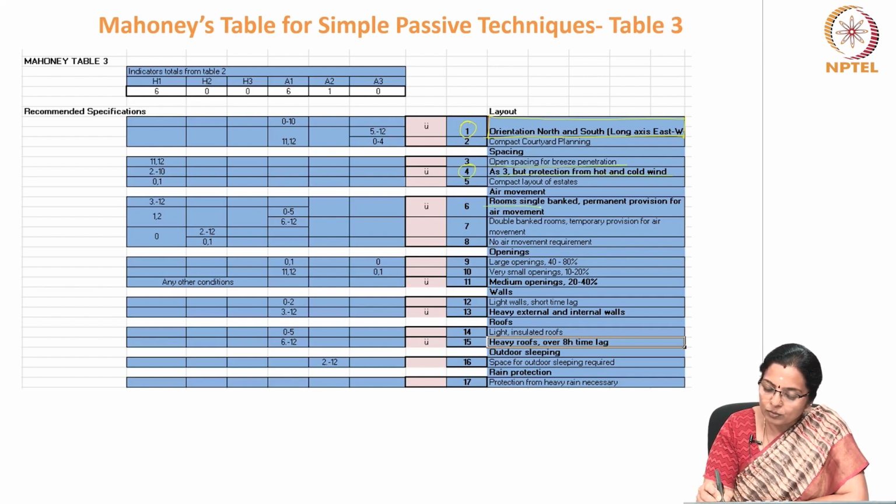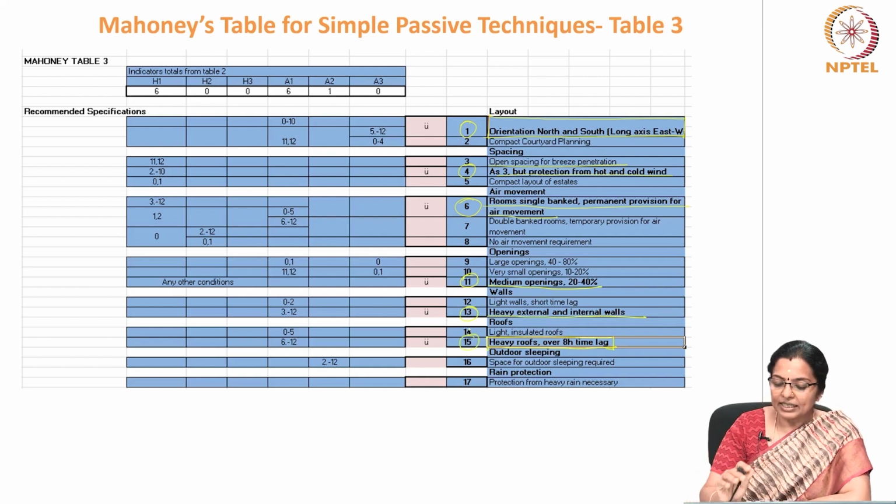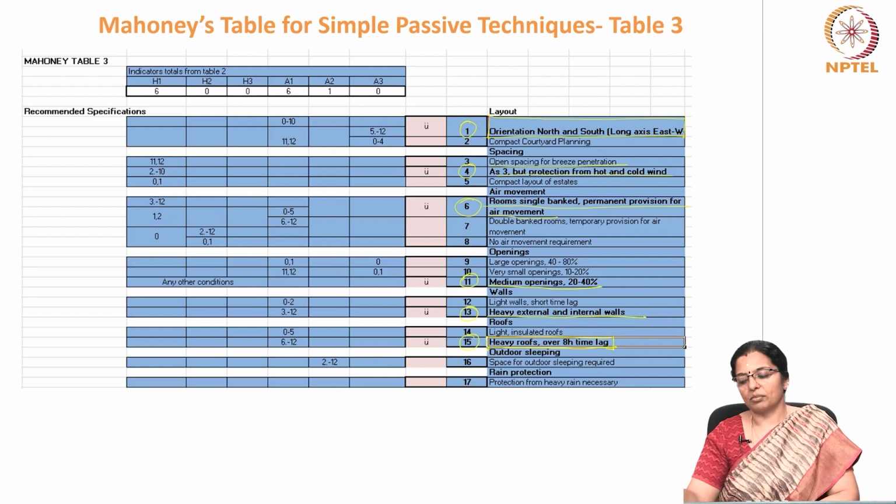Then the building must be protected from hot and cold wind. The rooms must be single banked with permanent provision for air movement. Openings can be medium sized. The walls must be heavy external and internal walls. Roofs must be heavy with 8 hours time lag. These are the broad criteria as given by Mahoney's table.